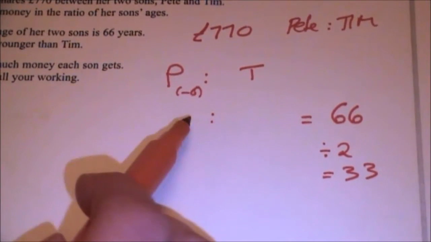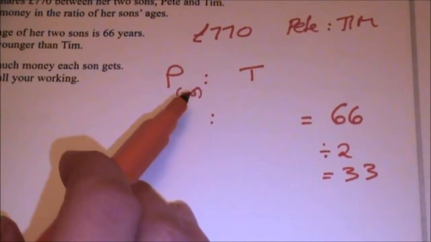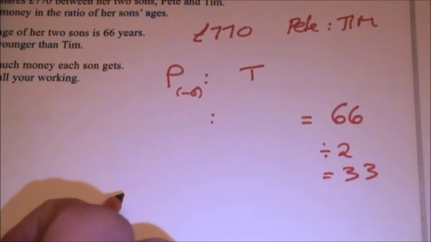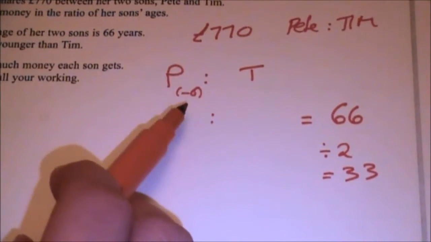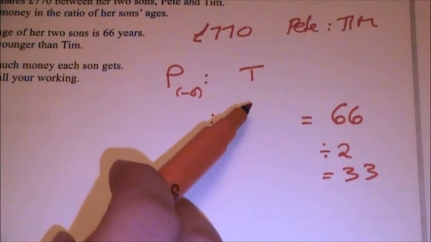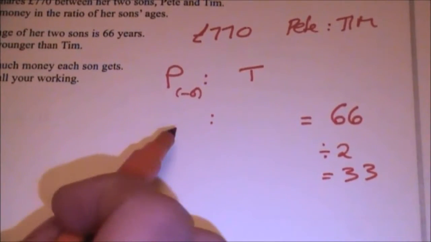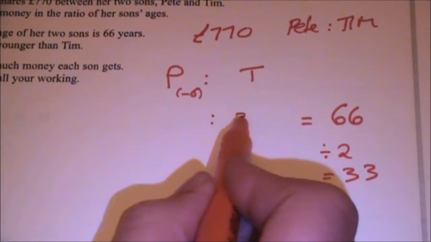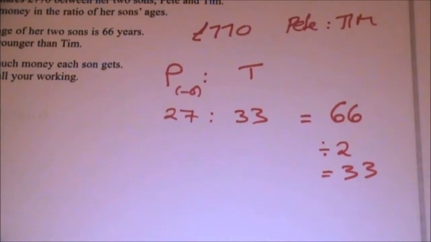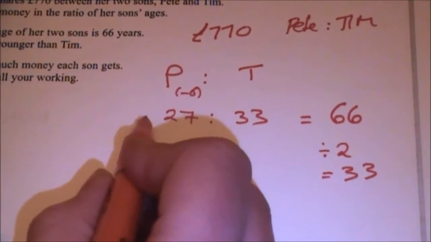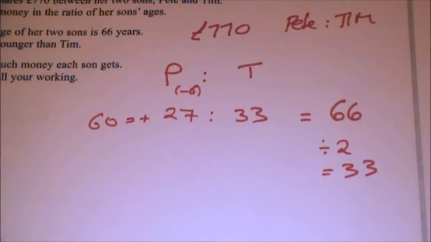I know they're not both 33, because Pete is 6 years younger. Now, I don't just take the 6 years off that. I will do a couple of trials here. Let's just take the 6 off, right? Let's say that Tim is 33, and so Pete is going to be 6 less than that, so he's going to be 27. 27 and 33 add up to 60. So that's not good enough.